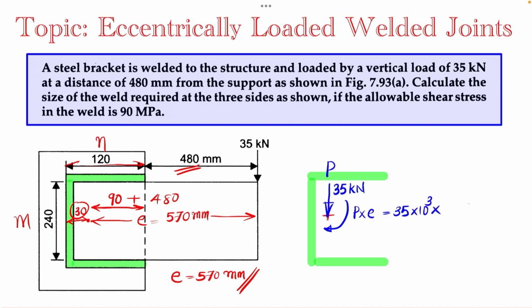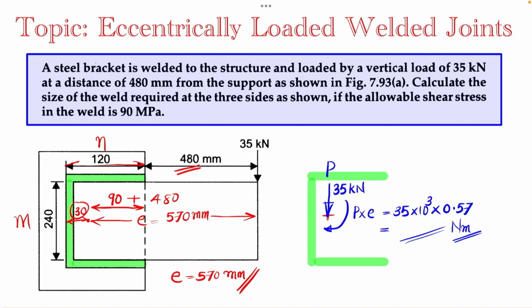which is 35 kilonewton, or 35 into 10 raised to 3 newton, into eccentricity, 570 mm or 0.57 meter, and that value you can evaluate. And the effect of this torque will be to produce another torsional shear stress, known as secondary shear stress. The same thing will also be evaluated later in this problem.